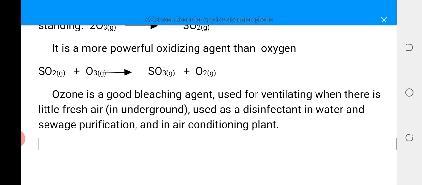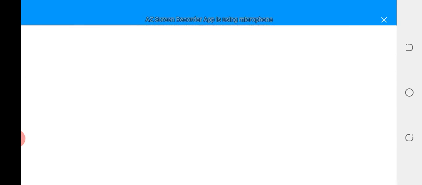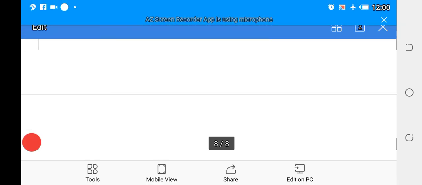It is also used in disinfecting water and in sewage purification. Yes, you hear some water called ozonized water, to make sure bacteria and microorganisms do not thrive. Ozone can be used to do that, and in sewage purification. Then it is also used in air conditioning plants. So these are the uses of ozone.